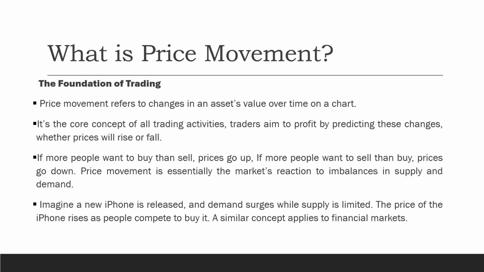So imagine, if more people want to buy than sell, price goes up. If more people want to sell than buy, prices go down. Price movement is essentially the market's reaction to imbalances in supply and demand.